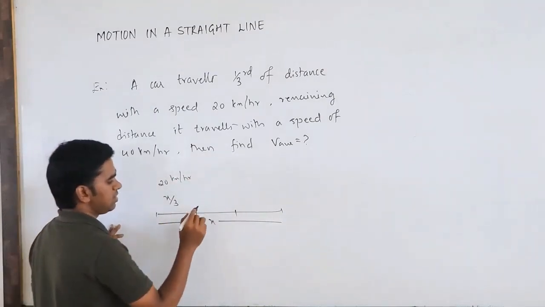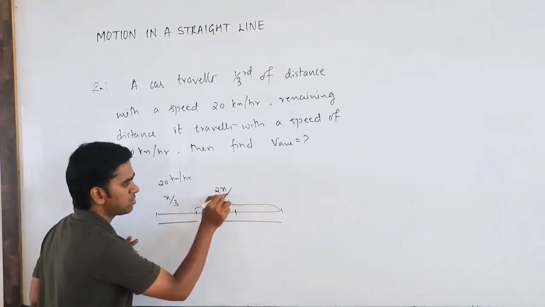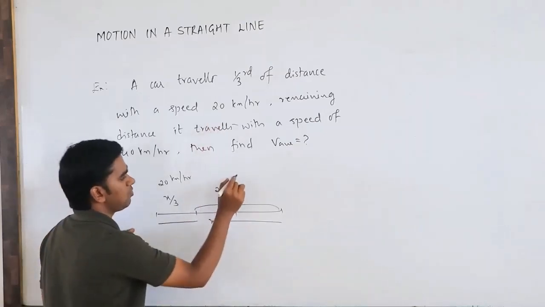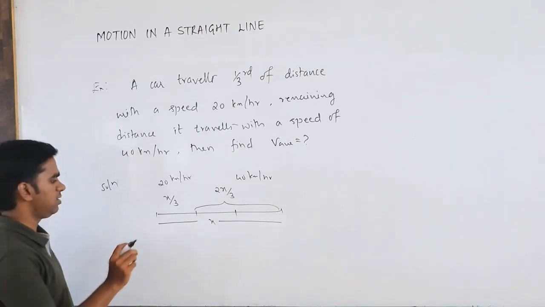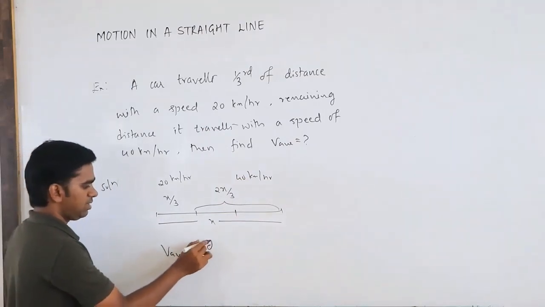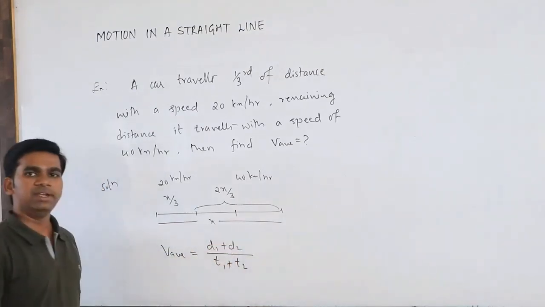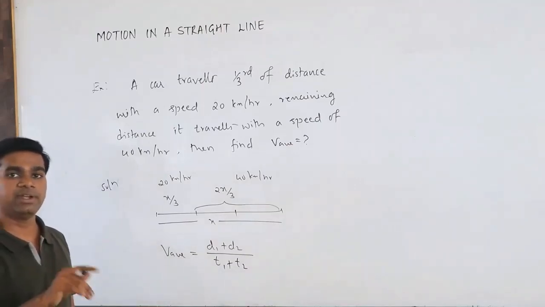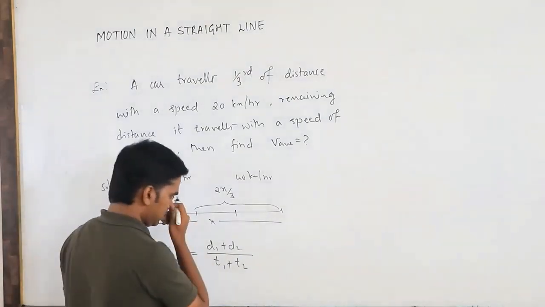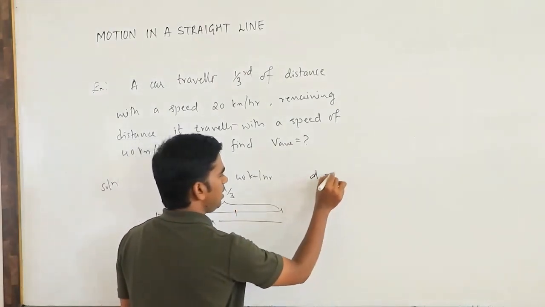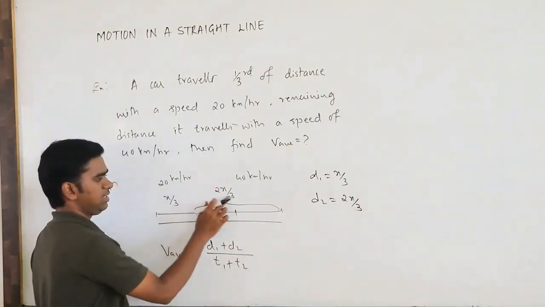Now the remaining distance means x by 3 plus x by 3, so it is 2x by 3. The speed is 40 km per hour. Now you have to calculate V average. V average is D1 plus D2 divided by T1 plus T2. T1 and T2 are not given, so you can write T1, T2 in terms of D1, D2. D1 is x by 3, and D2 is 2x by 3.